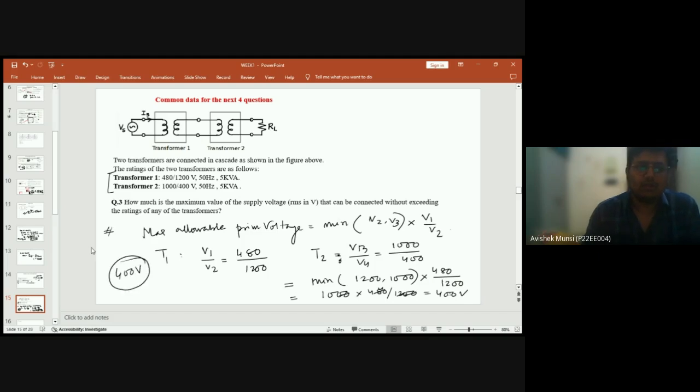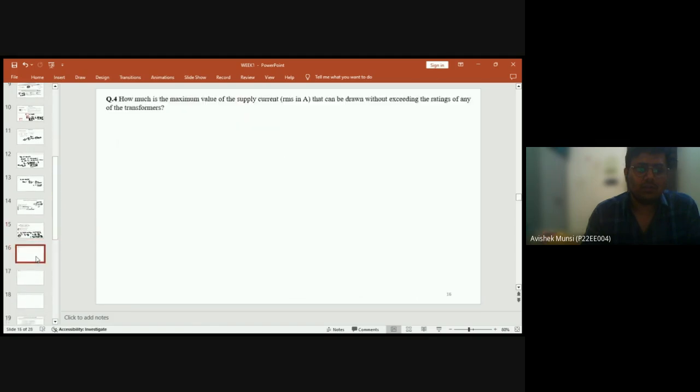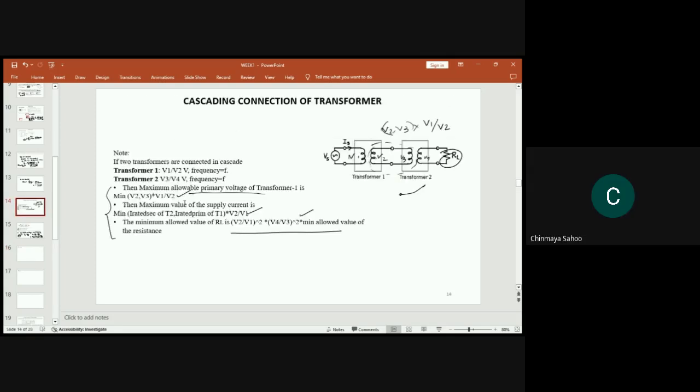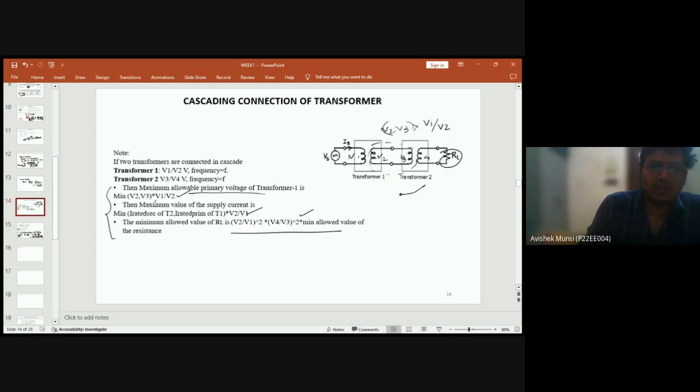Fine. So the next question is how much is the maximum value of current? Sir, this is the formula. So if you don't know that, then please try to note it down.